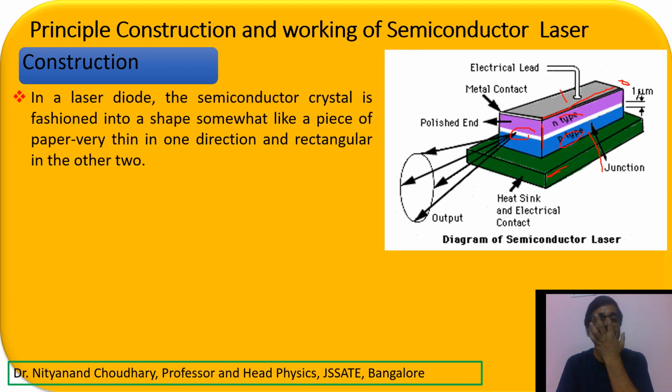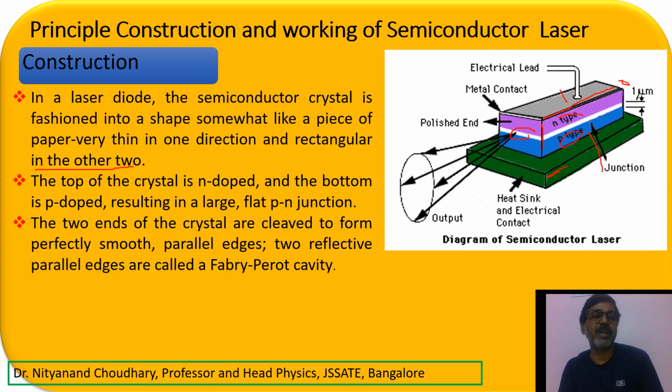So let us see what I have written. In a laser diode, the semiconductor crystal is fashioned in a shape somewhat like a piece of paper, very thin in one direction and rectangular in the other two. So the thickness side is very thin and the other two sides are long. You can just imagine a paper. The top of the crystal is N-doped and the bottom is P-doped, resulting in a large flat P-N junction. So your entire paper has become a P-N junction.